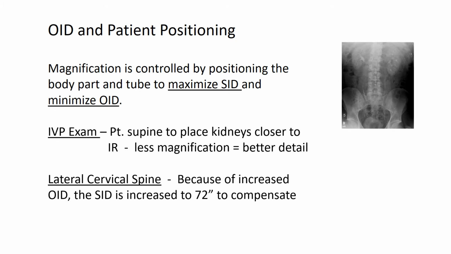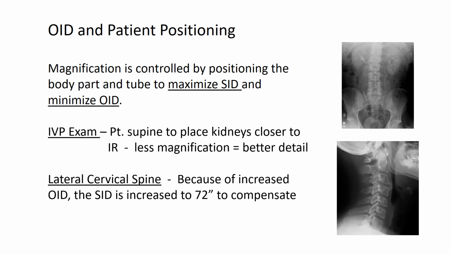Lateral cervical spine. Well, when you position for a lateral cervical spine, the shoulder is against the IR, leaving you a lot of OID between the cervical spine and the IR. Therefore, to compensate, instead of using 40 inches, bring that SID back to 72 inches.